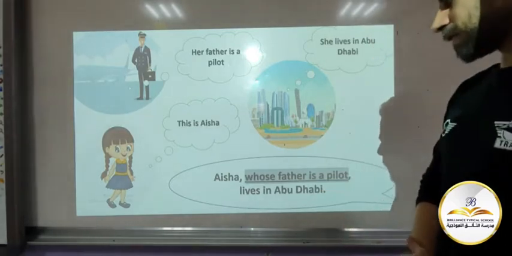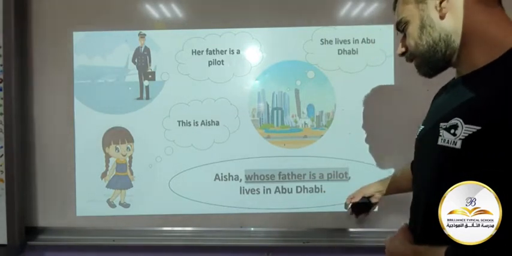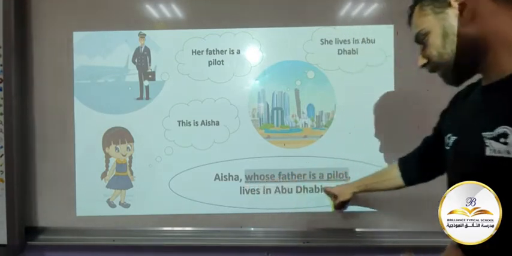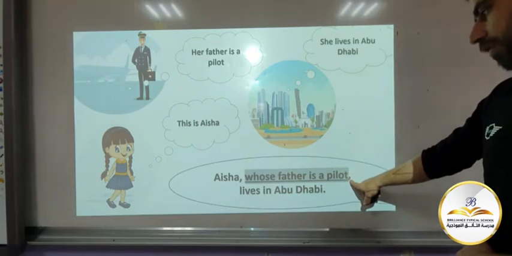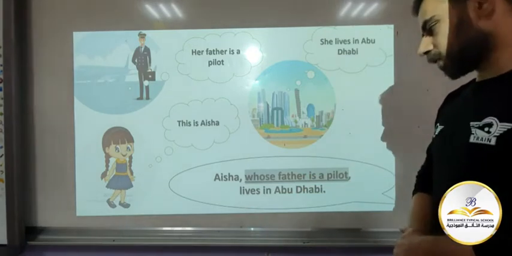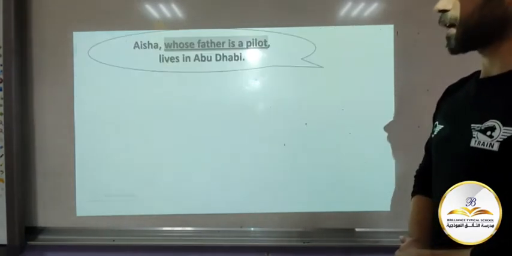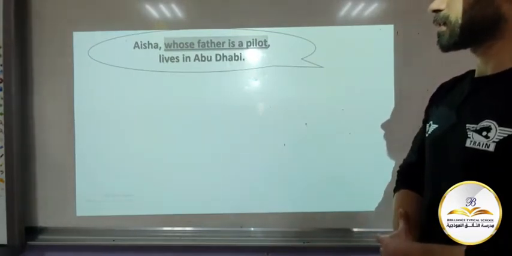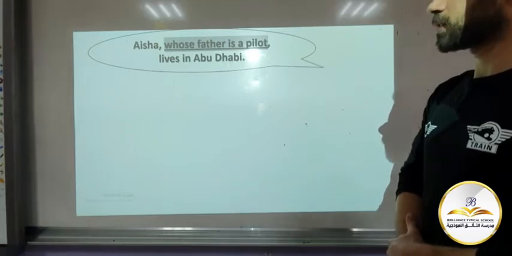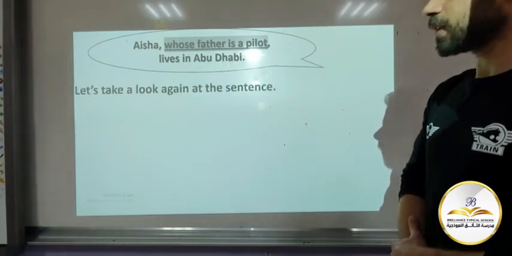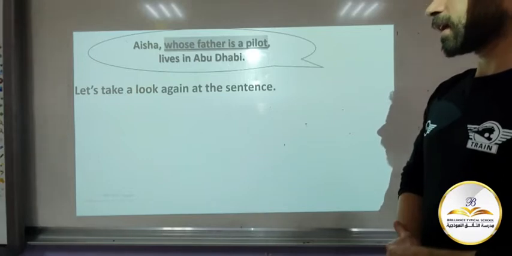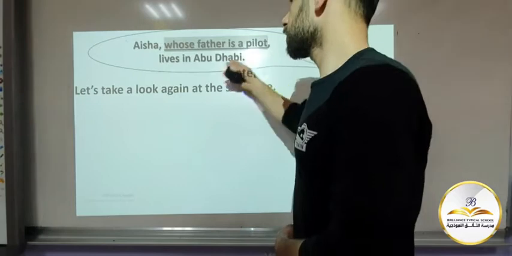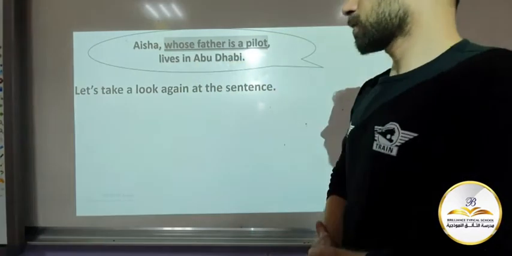What type of structure is this? This is a relative sentence, and this clause is a relative clause. Let's take a close-up on this. Let's take a look again at the sentence. Aisha, whose father is a pilot, lives in Abu Dhabi.